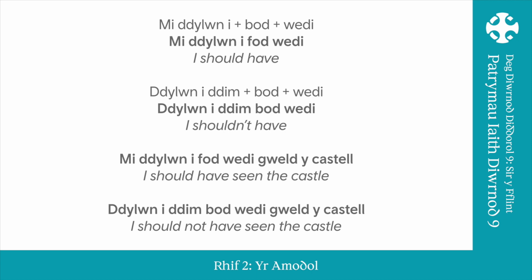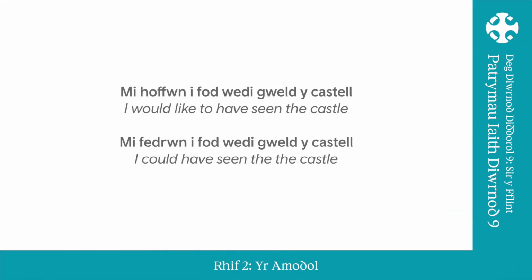Mi ddylwn i fod wedi gweld y castell. I should have seen the castle. Ddylwn i ddim bod wedi gweld y castell. I should not have seen the castle. This works in exactly the same way for hoffi and medru. Mi hoffwn i fod wedi gweld y castell. I would like to have seen the castle. Mi fedrwn i fod wedi gweld y castell. I could have seen the castle.